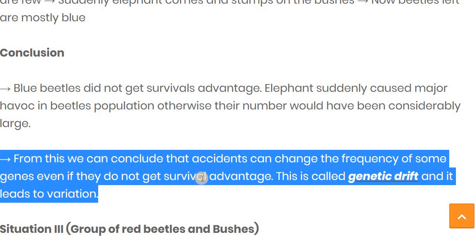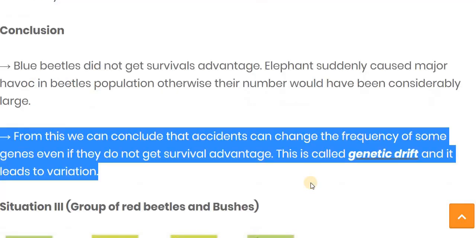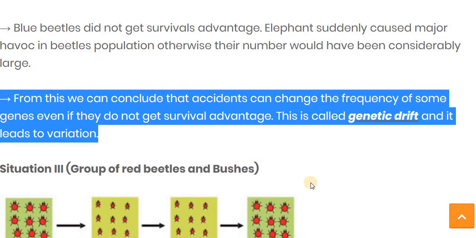From this, we can conclude that an accident can change the frequency of some genes even if they do not get a survival advantage, and this is called genetic drift, and it leads to variation.